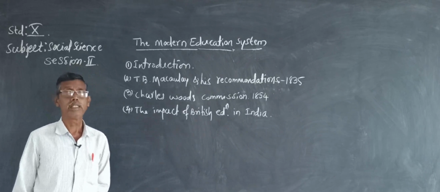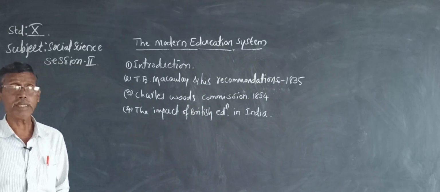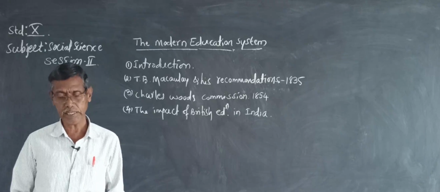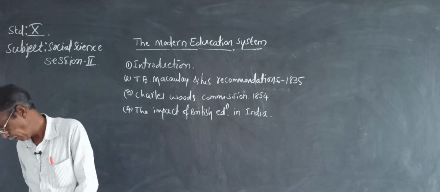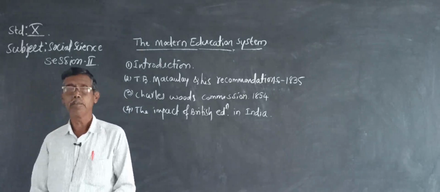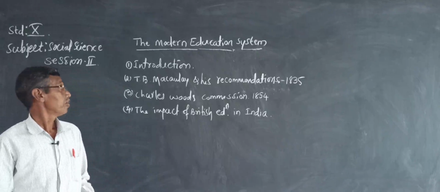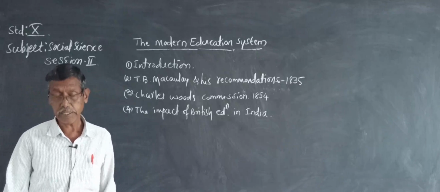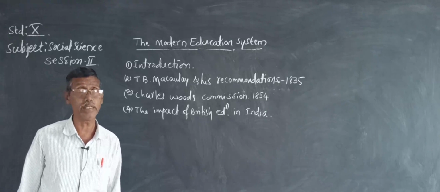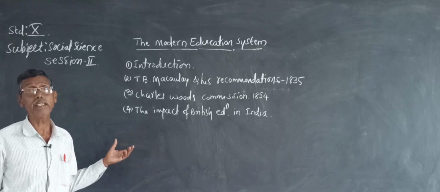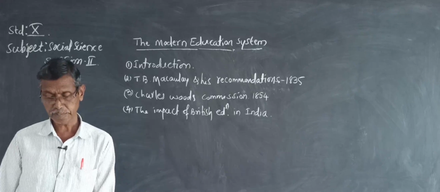Hello students. Yesterday we studied the administrative and judicial system during the British period. Today we are going to learn about the modern education system in India. The traditional education of Indians was in practice continuously.